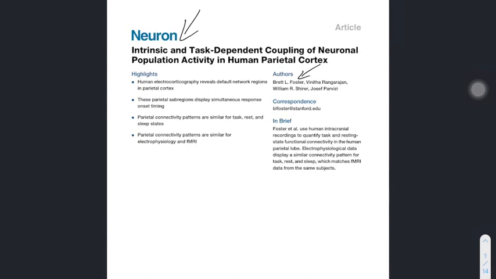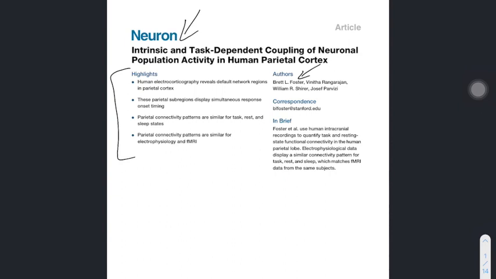Another really interesting thing about Neuron is that it includes something called highlights. So highlights are really nice because that gives you a bit of information before even walking into the article if this is something that you want to read, because these are the main points and the main findings of this particular article that was published. So this was published in 2015. It was really interesting for many different reasons, which we're going to go into.